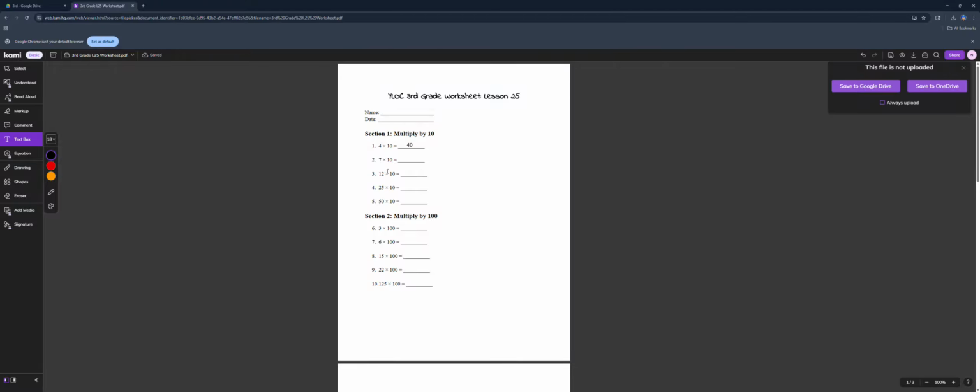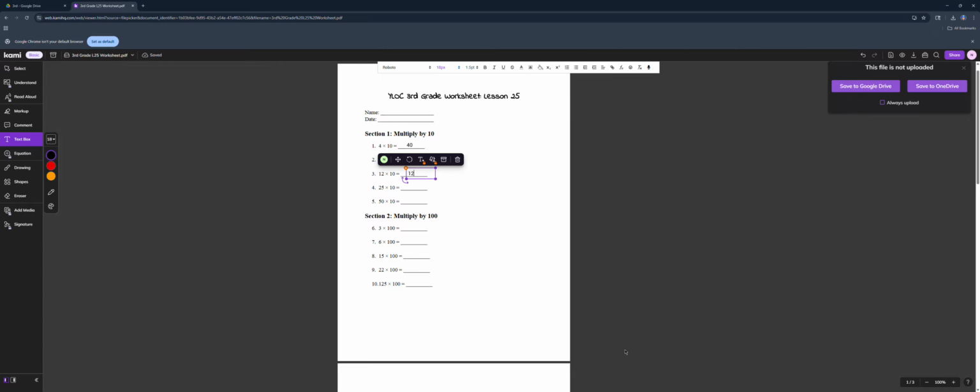And then number 2, we have 7 times 10. You can do the same thing. Just put a 0 in the front once because there's only one 0 in the 10. So we have the 7 that you're multiplying by the 10, and just put one 0 in the front and you get 70. And number 3, 12 times 10, same thing.